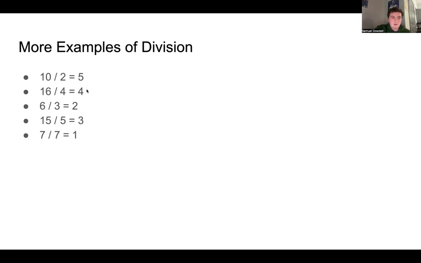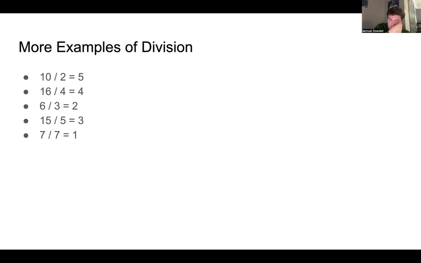Second is 16 divided by 4, that's equal to 4. If you've got 16 and 4, you can count up from 4 again. 4, 8, 12, 16. So 4 can go into 16 4 times. 6 divided by 3. How many times can 3 go into 6? It's 2 times. 3 plus 3 is 6. 15 divided by 5 is 3. How many times can 5 go into 15? We know 3 times. 5, 10, 15.